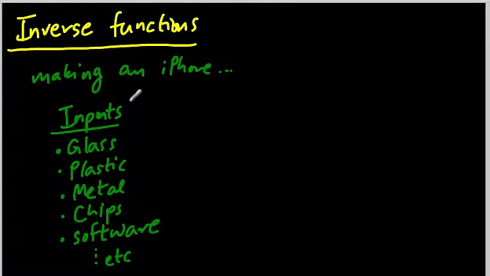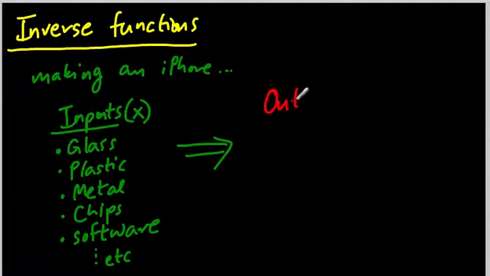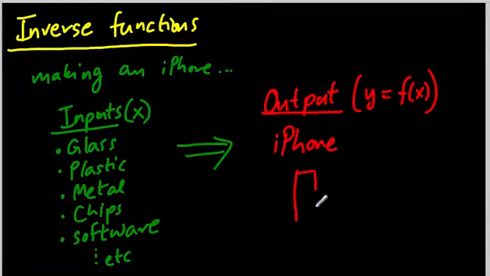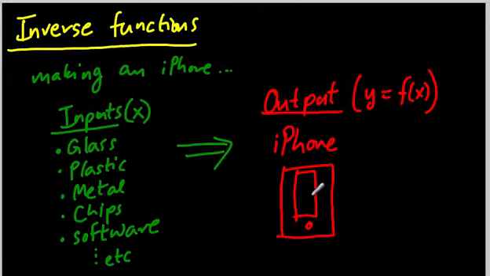And remember, our inputs, we call them X. So I'm going to write them as X over here. So all these inputs go into a machine. And then what that machine spits out is obviously the output. And remember, we call outputs Y, or we also say that's equal to f of x. Right? And this ends up being the iPhone itself. All of this combines into the iPhone. I'm just going to draw a little picture of an iPhone. It's obviously not the best picture, but there you go.